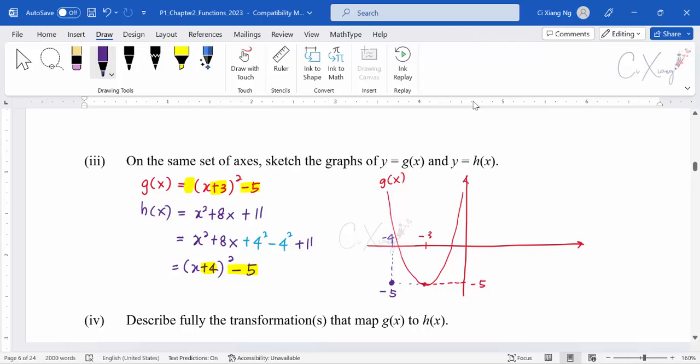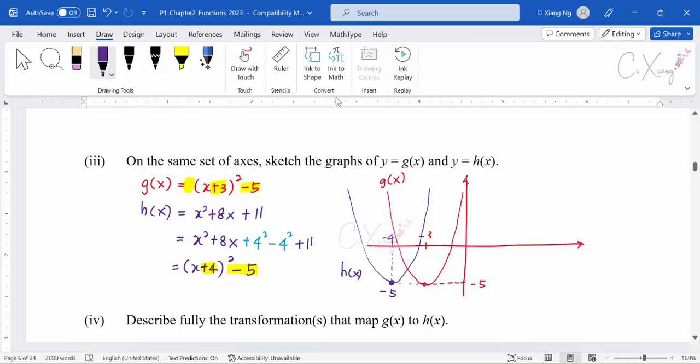So if you want to sketch the diagram, it is still the same U shape, but the graph might look something like this. Again, this is just a sketch of the graph, and I didn't figure out their x-intercept and y-intercept. But I just want to show clearly that each of them is 1 unit to the left or right of the other. So you label clearly: the red color one is g(x), and the purple color one will be h(x).